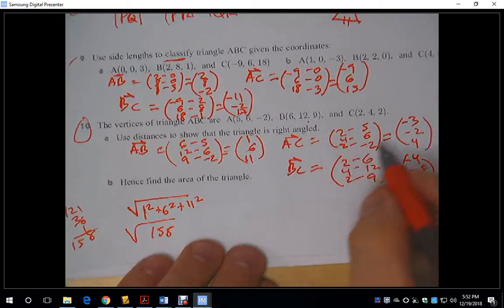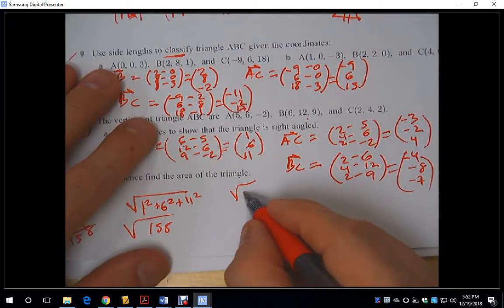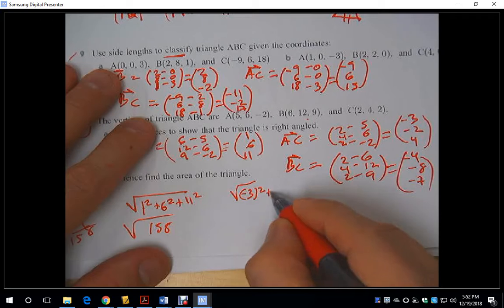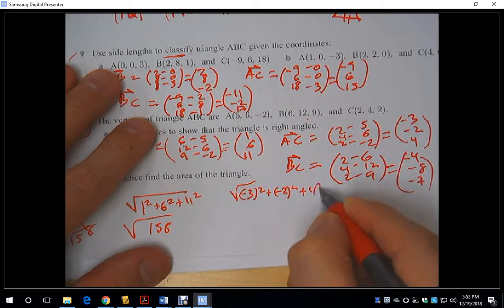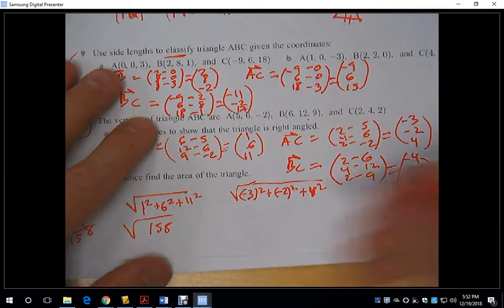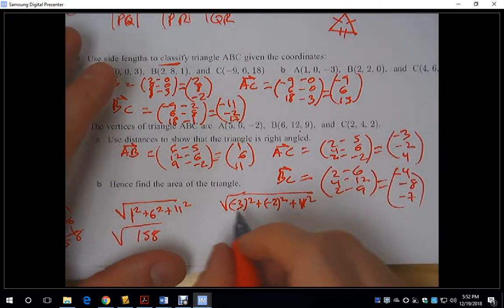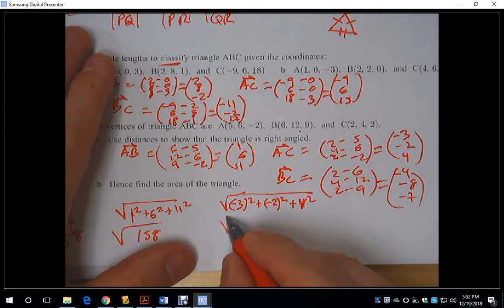And then our other one, we have the square root of negative 3 squared plus negative 2 squared plus 4 squared. Getting sloppy. If I'm sloppy, I'll make a mistake, and then I won't be able to go back and fix it. Well, it'll just take time, and I don't want to spend the time in this video to do that. So I'm hoping I'm not too sloppy.